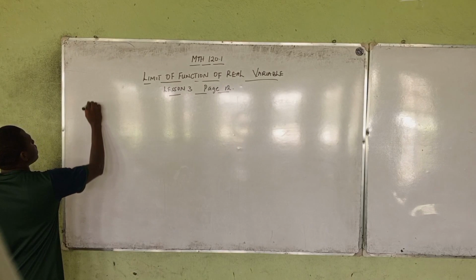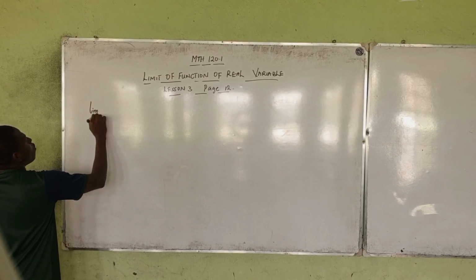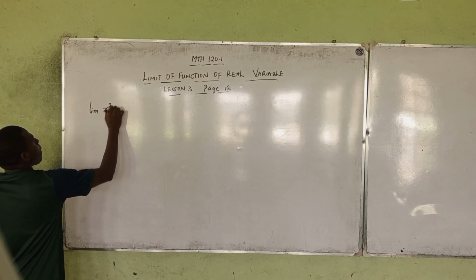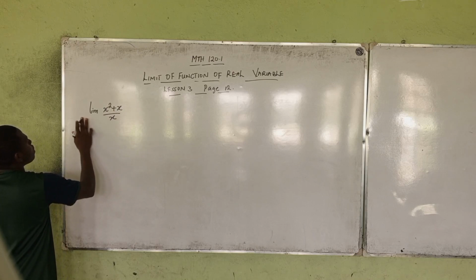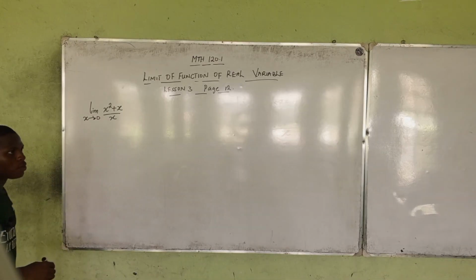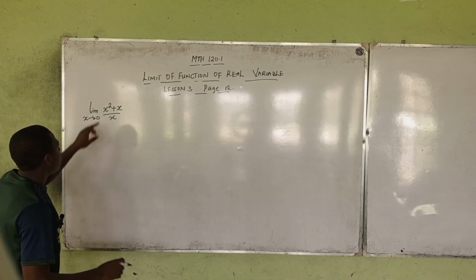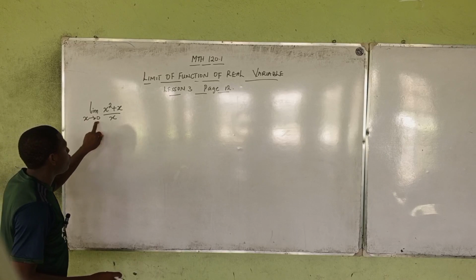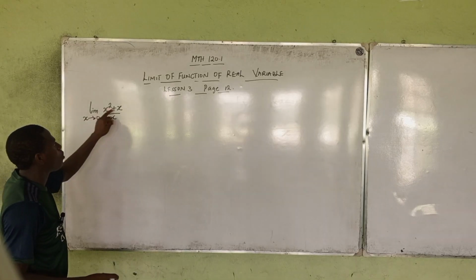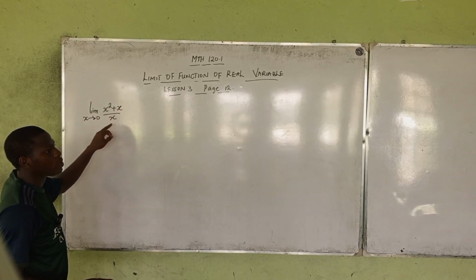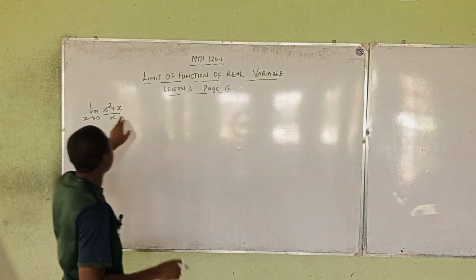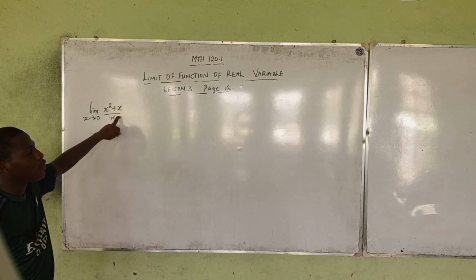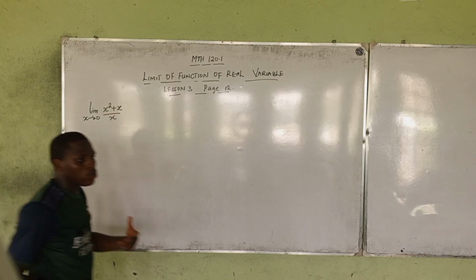What do I mean? Let's say we have the limit of the function x squared plus x divided by x, as x tends to 0. That is how you express it. How do you solve this? Turn over to page 12 of your workbook. You'll see this question.